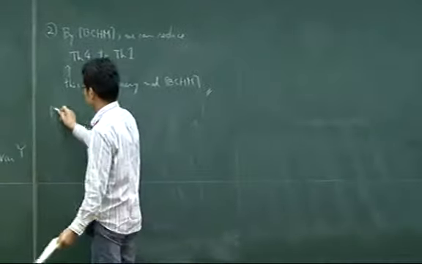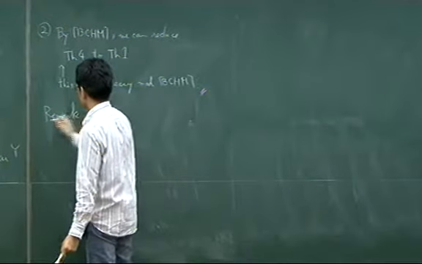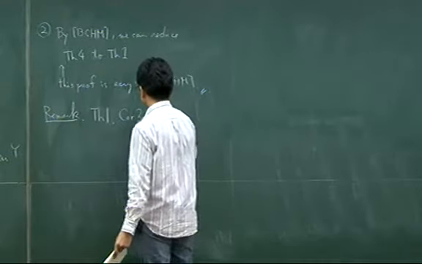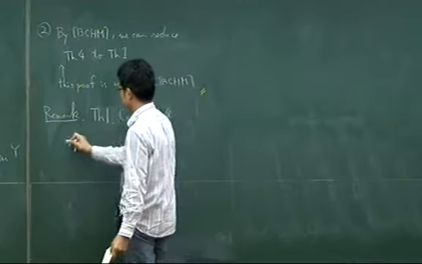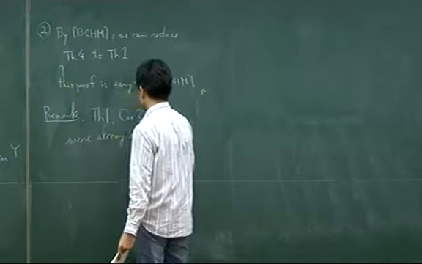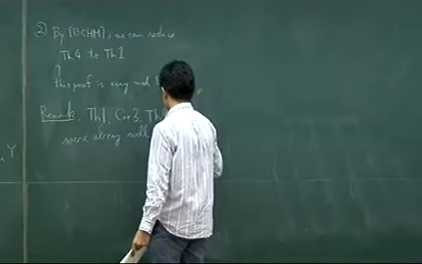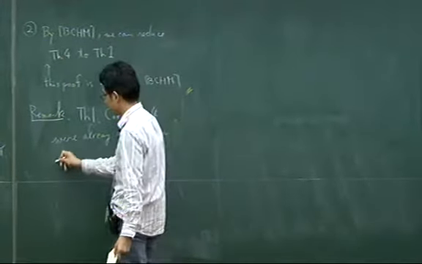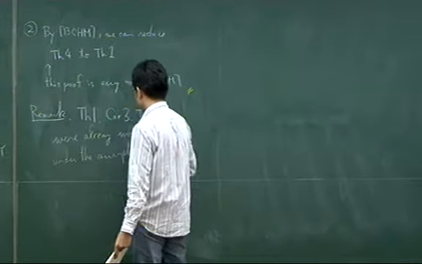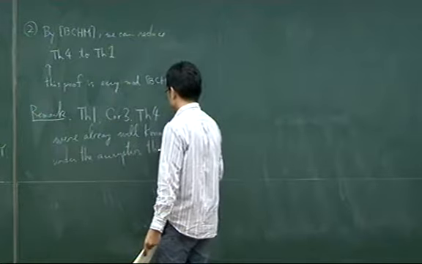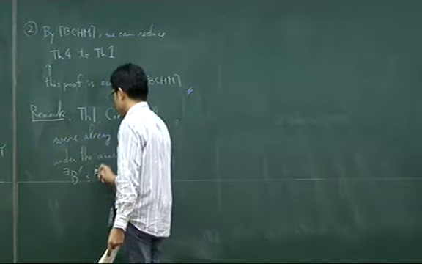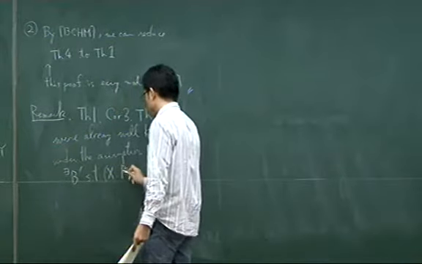I make one important remark. Theorem 1, corollary 3, and theorem 4 were already well known under the assumption that there exists an effective divisor B prime such that X B prime is chaotic.